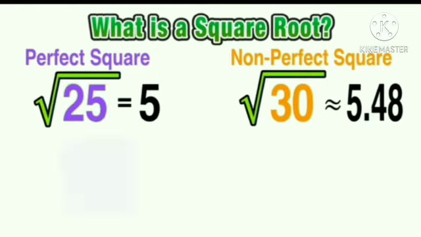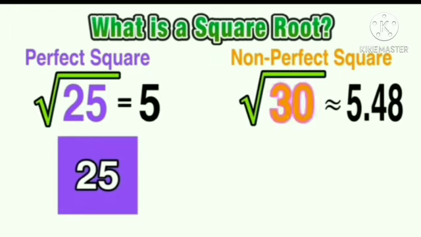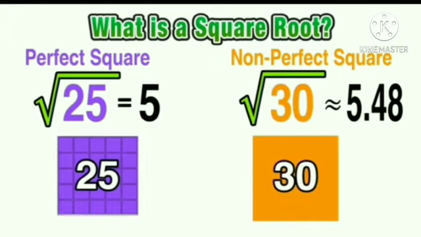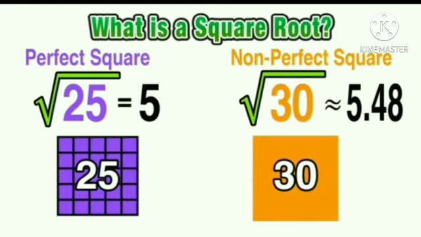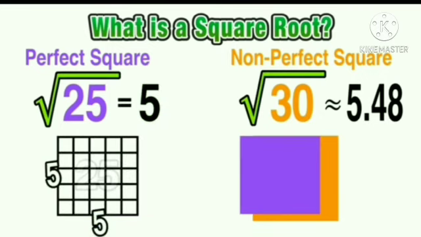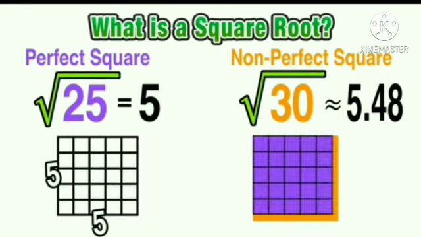Now we can take these two terms in terms of area. We can say that 25 is a perfect square. It means 5 by 5. Now we can compare both the areas. So we can see that some more space is left over. So we can say that root 30 is not a perfect square.